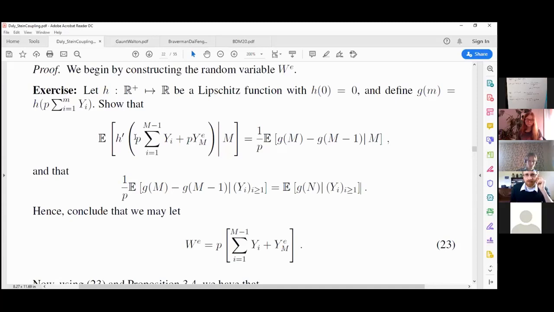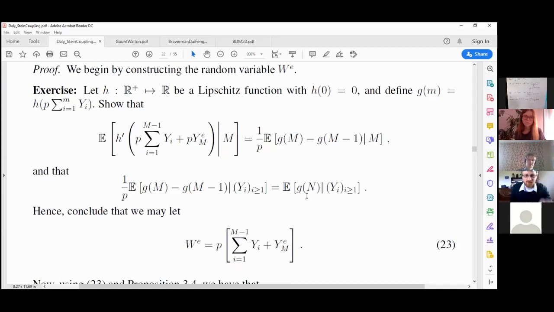I can do that by more or less applying the definition of my equilibrium coupling to each of my random variables y. So I can get this first equation by using the definition of my equilibrium coupling, not for the sum, not for the w, but individually for some of my y's. And then this second equality, I'm using the definition of this random variable m in terms of the n that I started with. So there's definitely some work to do.